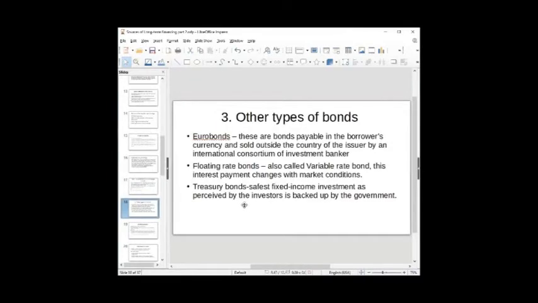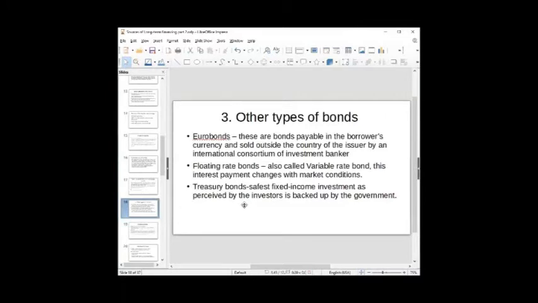The other types of bonds are the euro bonds, the floating rate bonds, and the treasury bond. For euro, that means bonds that were purchased by foreigners or other parts of the world that have transactions in our country. Floating rate bonds means there is a variable rate bond. That means the interest payment is not fixed, and the interest payment depends on the market conditions.